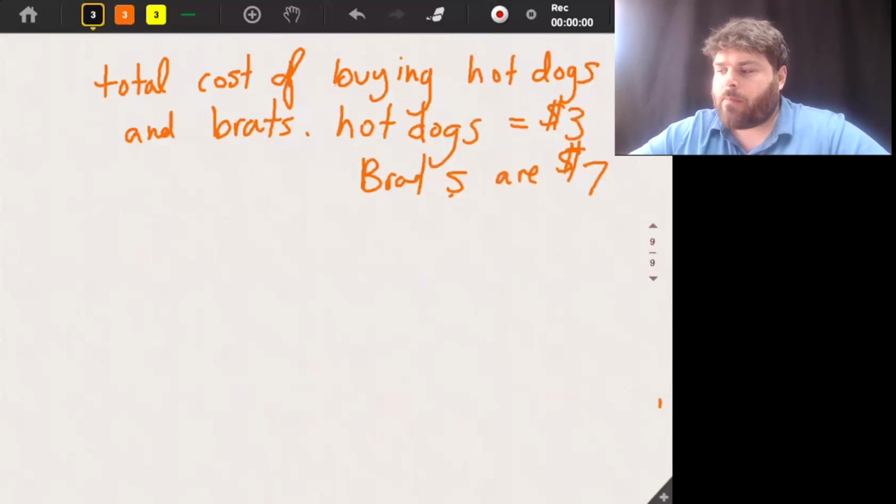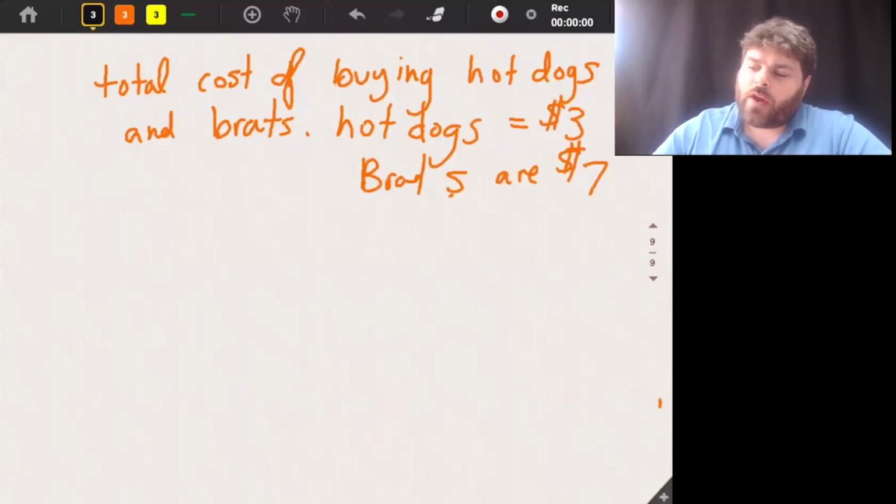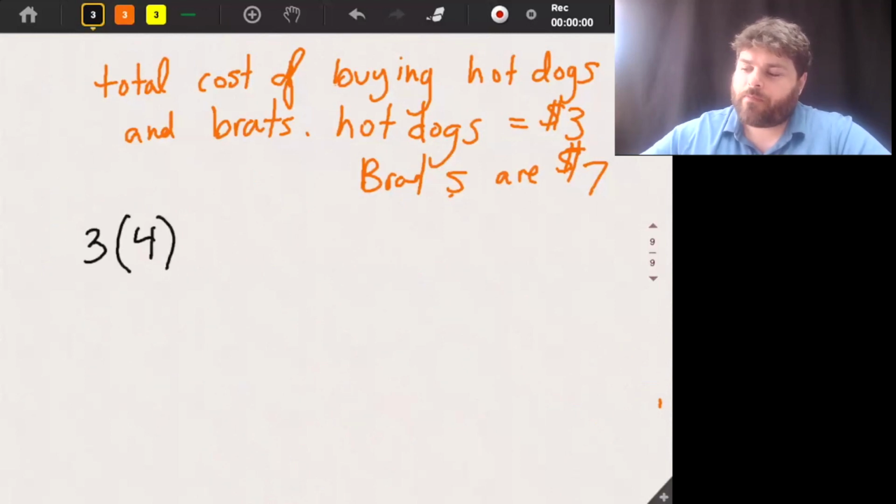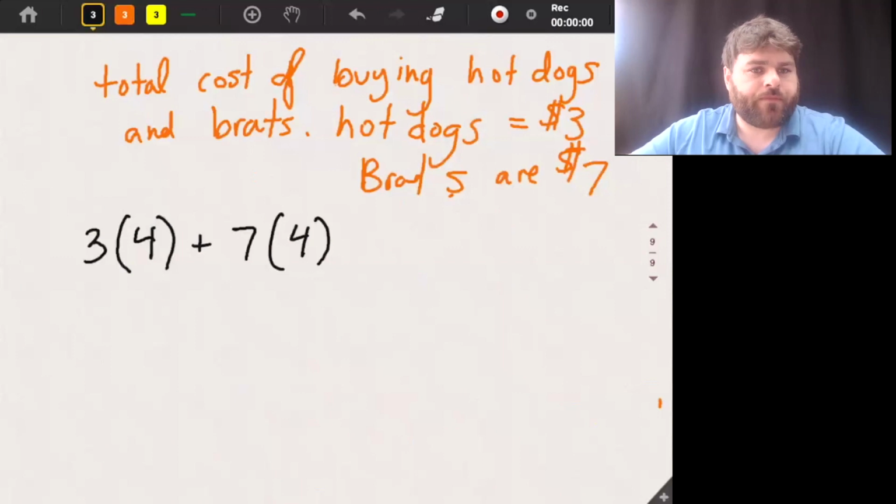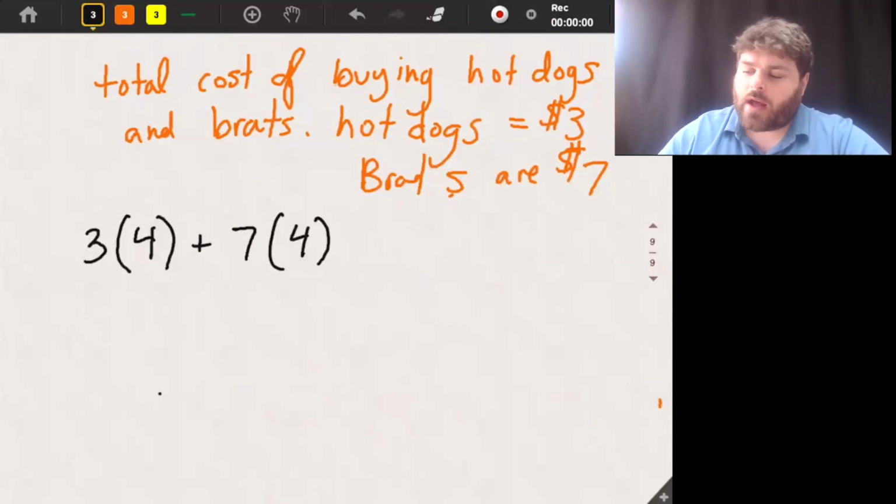Okay. So what I might try to do is say, okay, it's $3 times the number of hot dogs. So if I bought 4 hot dogs, so 3 times $4, okay, plus $7 times 4 bratwursts. That would be an expression that calculates the total cost if I bought 4 hot dogs and 4 brats. Okay, let's try a different number set. Let's say I buy 10 hot dogs and 12 brats this time.